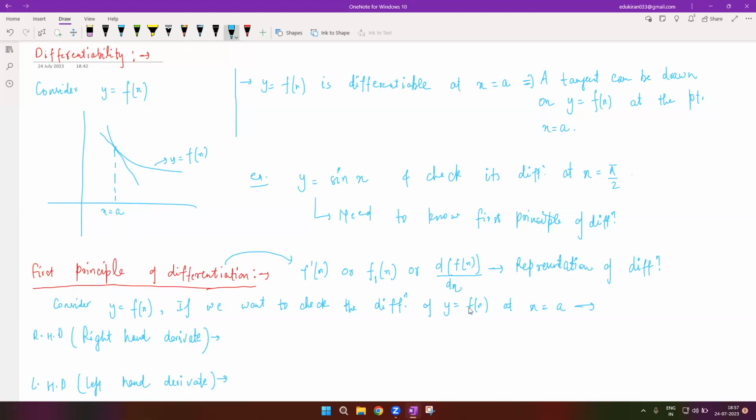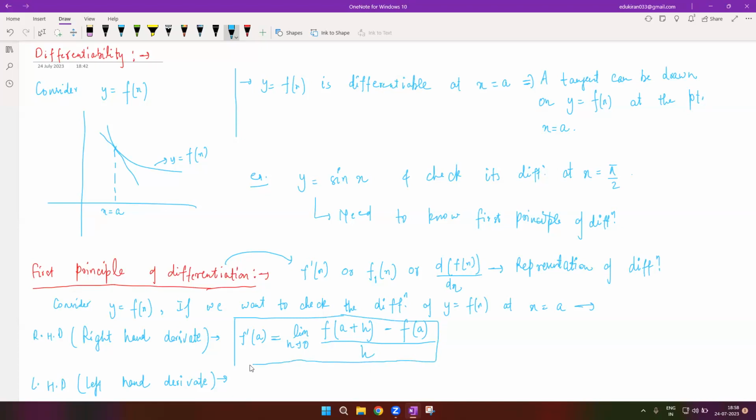So for example, we are talking about y equals f(x) right now, and let's say we want to find out the differentiation at x equals a. Then we will write it as f dash a. And what is the value of f dash a? The value of f dash a will be the limit as h tends to 0 of f(a + h) minus f(a), divided by h. This is your right hand derivative.